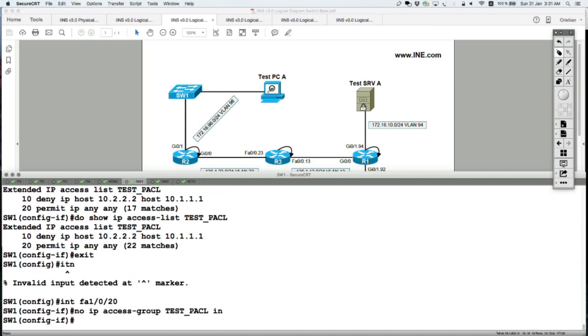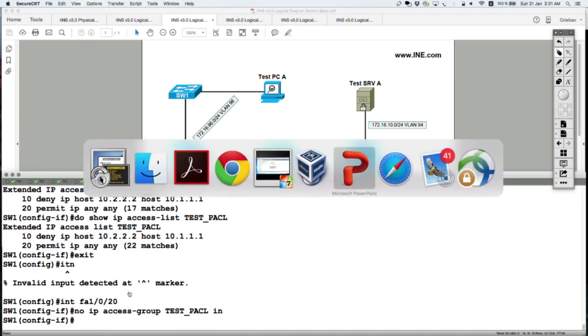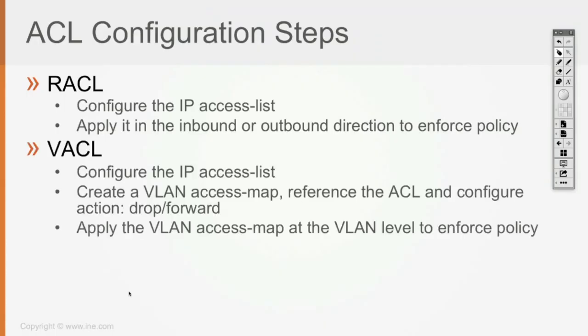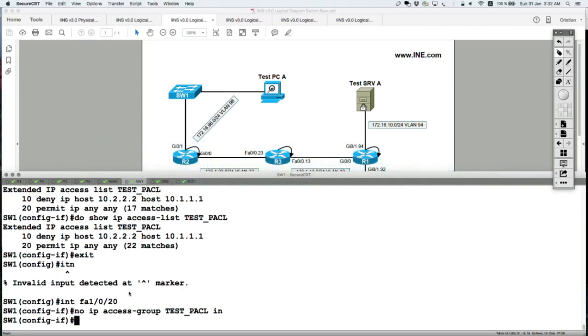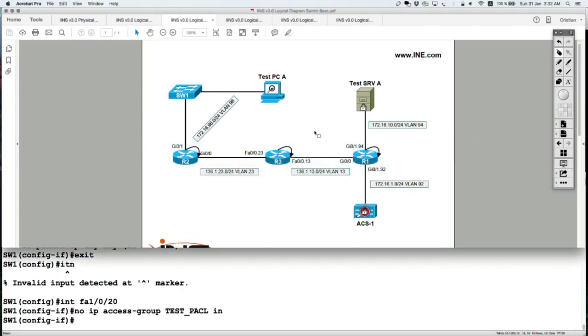And the rest is going to be a VACL. So that was the port ACL. Let's speak about VACL. For the VACL, you just configure the access list, but this time you reference the access list in a VLAN access map. In the VLAN access map, you define the action, so what to do with the packets, and then you apply the VLAN access map at the VLAN level to enforce policy. So what I'm gonna do now is look at VLAN 23.